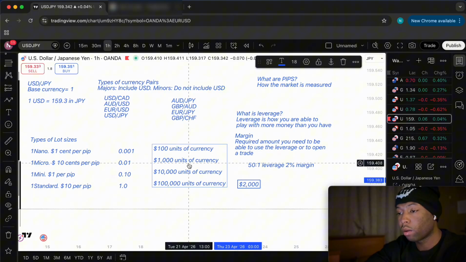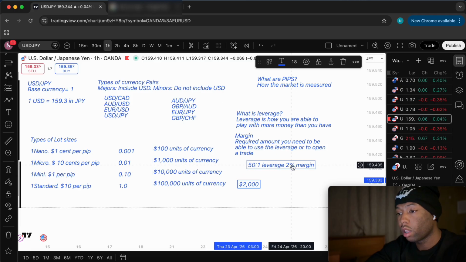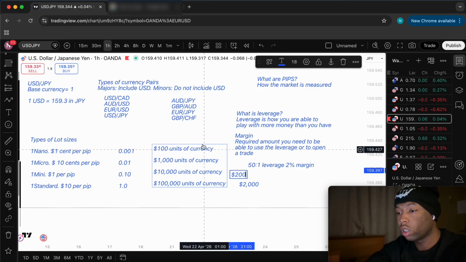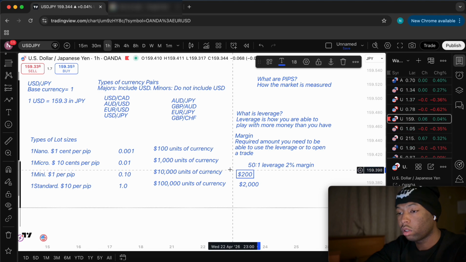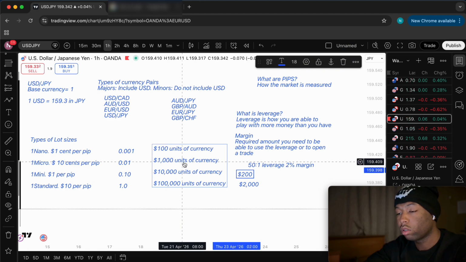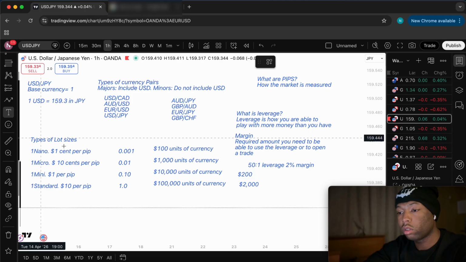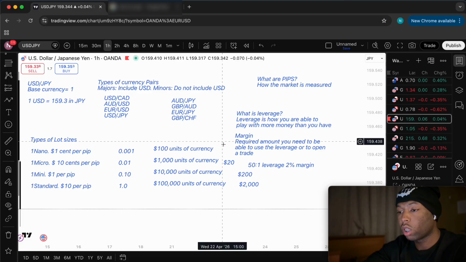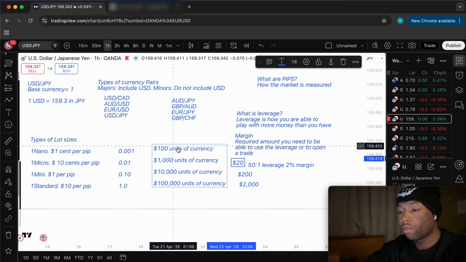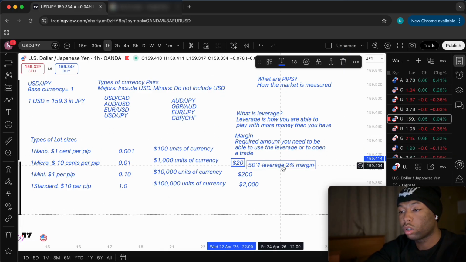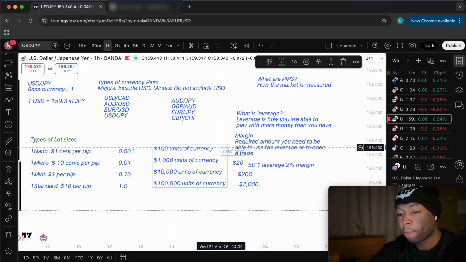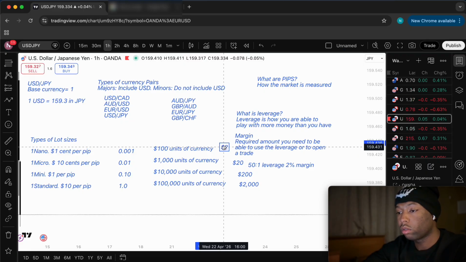Same thing for 10,000. If I want to open up a 10,000 position and it's a 2% margin, to open up that position, I would need $200 in my account. If I wanted to open up a 1,000, I would need $20 in my account, right? And if I wanted to open up a position of 100 units, being that it's a 2% margin, I would need $2 in my account. Okay.